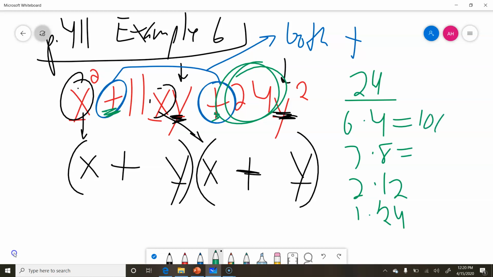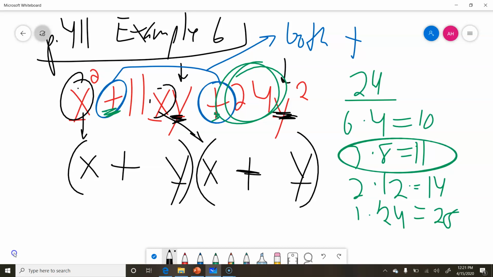Okay, that one equals 10. So that doesn't quite work. This one, though, 8 and 3 equals 11. This one equals 14, too big, and 25. So I know that I need a 3 and 8. Now, again, the order doesn't matter because it's both positive. So one of these is going to be 8y, and one of this is going to be 3y.